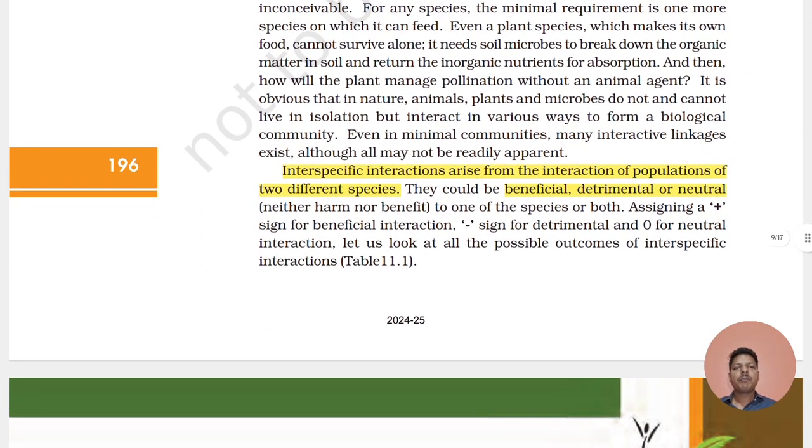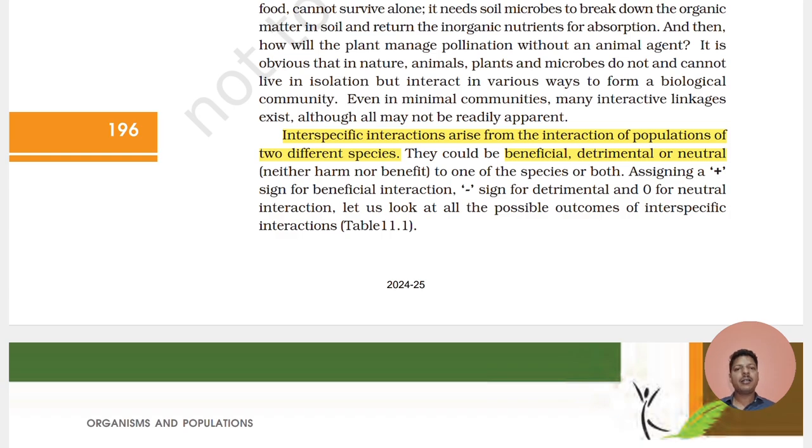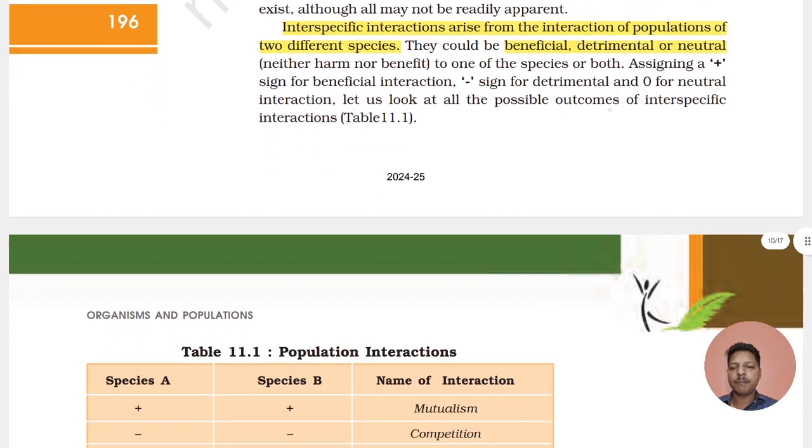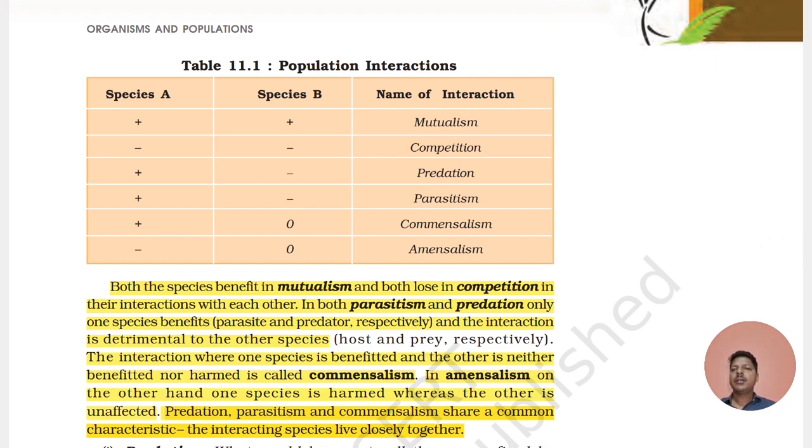Population interaction. Here, interspecific interactions arise from the interactions of populations of two different species. They could be beneficial, detrimental or neutral. Neutral means neither harm nor benefit. We assign a plus sign for beneficial interaction, a minus sign for detrimental, or 0 for neutral. Here the table is there. In mutualism, you can see both the species get benefited. In competition, both will be harmed, negative sign is there. In predation, one will be positive, the other negative. In parasitism also, one positive, the other species negative. In commensalism, one species is positive and the other neutral. In amensalism, one species will be harmed and the other neutral.